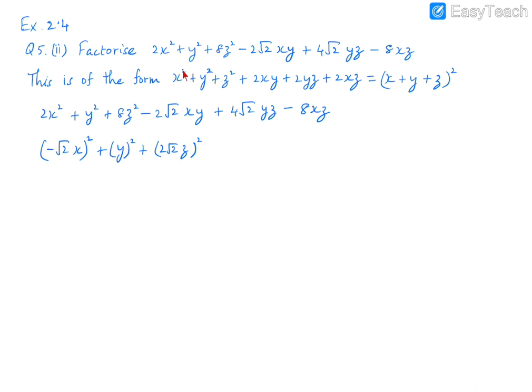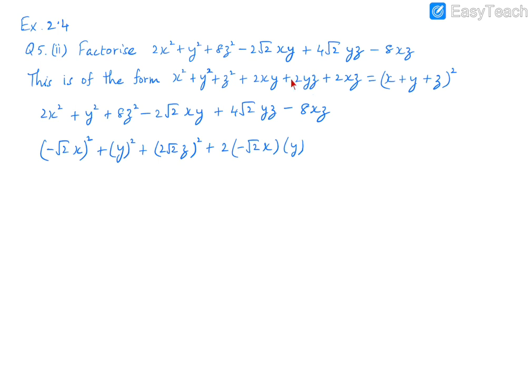Okay, so we have got the first three terms as x squared plus y squared plus z squared. So in place of x, we have minus root 2x. In place of y, we have y itself. And in place of z, we have 2 root 2z. So now the next pair of terms, the first term in the pair is 2 times xy. So plus 2 times, our x is minus root 2x, so we'll write it as minus root 2x. And our y is y as it is.